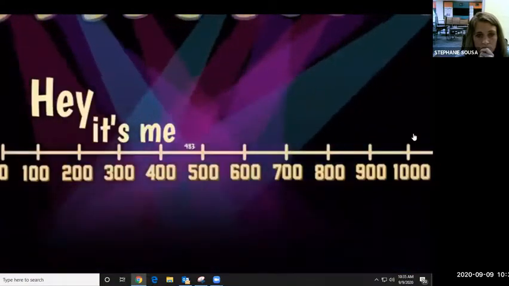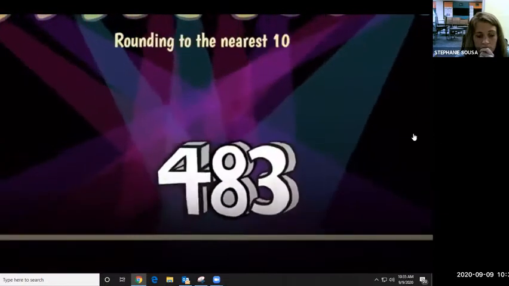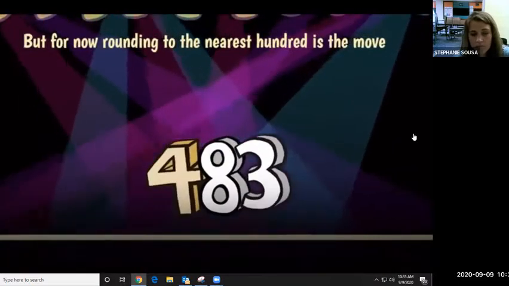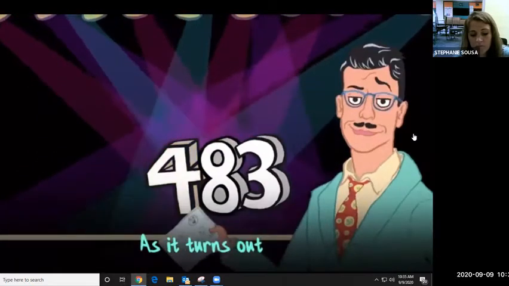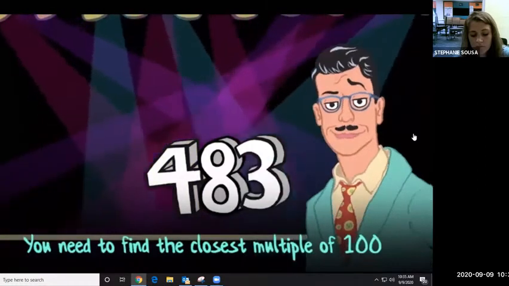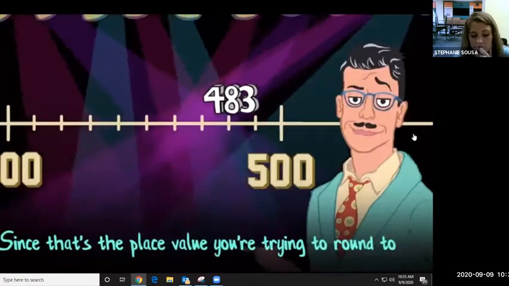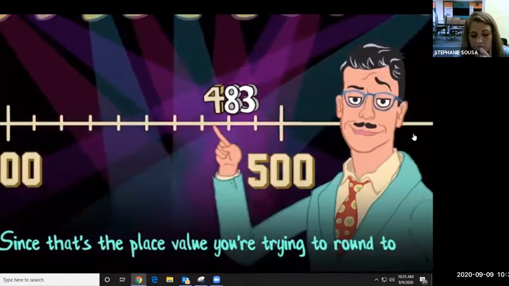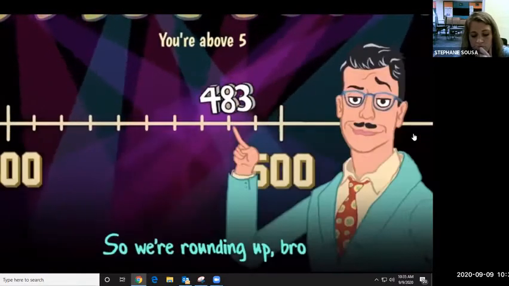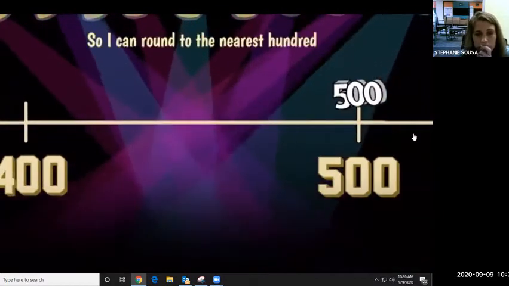Hey, it's me, 483. I'm so high on the number line that I'm hard to see. Rounding to the nearest 10, that could be smooth, but for now, rounding to the nearest 100 is the move. As it turns out, it's similar to what we've already learned about. You need to find the closest multiple of 100. Between 400 and 500 is what I've discovered. Since that's the place value you're trying to round to, look to the right. Hey, 8, I found you. You're above 5, so we're rounding up, bro. Your hundreds place bumps up 1. The rest are zeros. So I can round to the nearest 100.